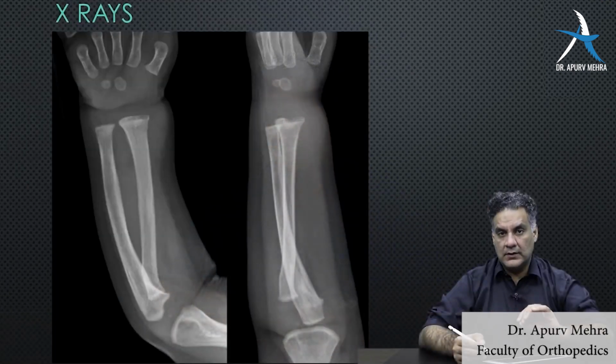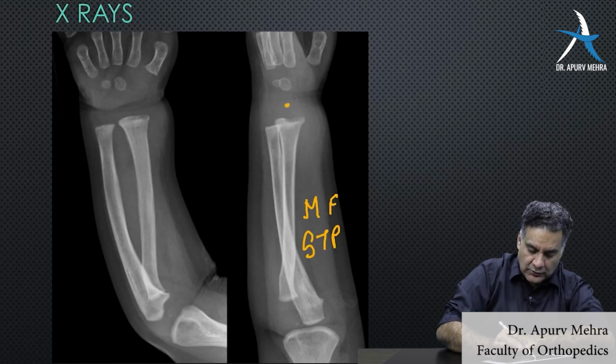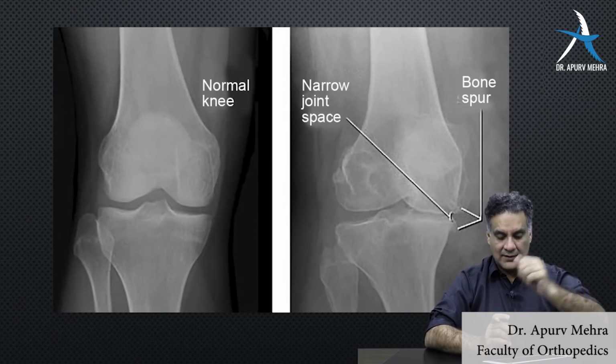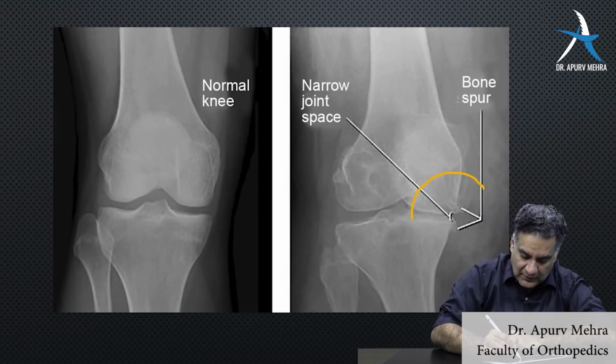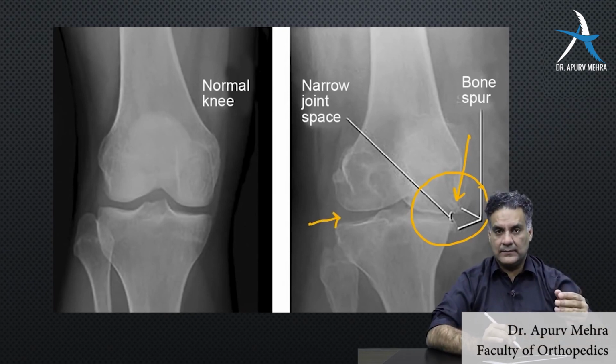X-rays will show you the bone, but will also show you the soft tissue planes, the muscle and the fat. It will not show you cartilage, which is called the joint space. That is why when the cartilage gets destroyed, the joint space gets reduced, which is a sign of damage to the cartilage called arthritis.